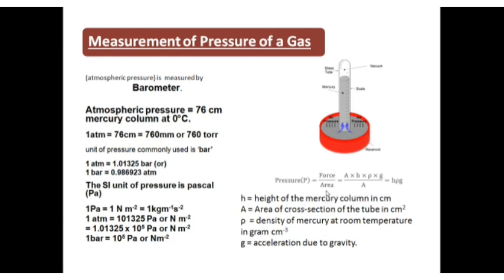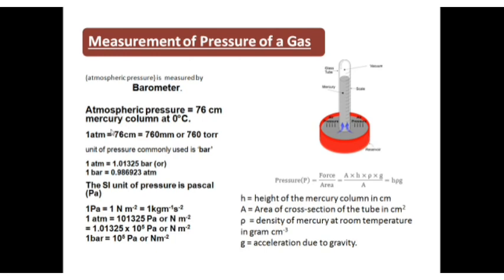Pressure is force by area, equal to hρg, where h is the height of the mercury column in centimeter, A is the area of cross section of the tube in centimeter square, ρ is the density of the mercury at room temperature in grams per centimeter cube, and g is the acceleration due to gravity. Now a standard or normal atmospheric pressure is defined as the pressure exerted by a mercury column of exactly 76 centimeter at 0 degree centigrade.